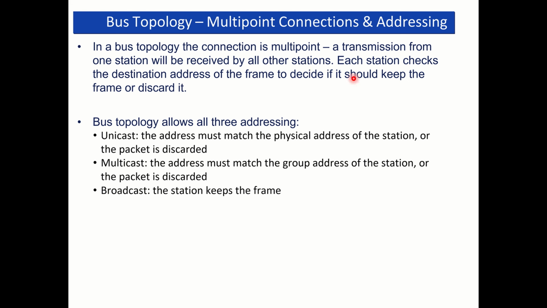Each station checks the destination address of the frame to decide if it should keep the frame or discard it. As I have mentioned earlier, there are three types of addressing. Let's look at how the bus topology allows all three. It allows unicast, where the address must match the physical address of the station or the packet is discarded. Multicast, where the address must match the group address of the station or the packet is discarded. Or broadcast, where the station can keep the frame.